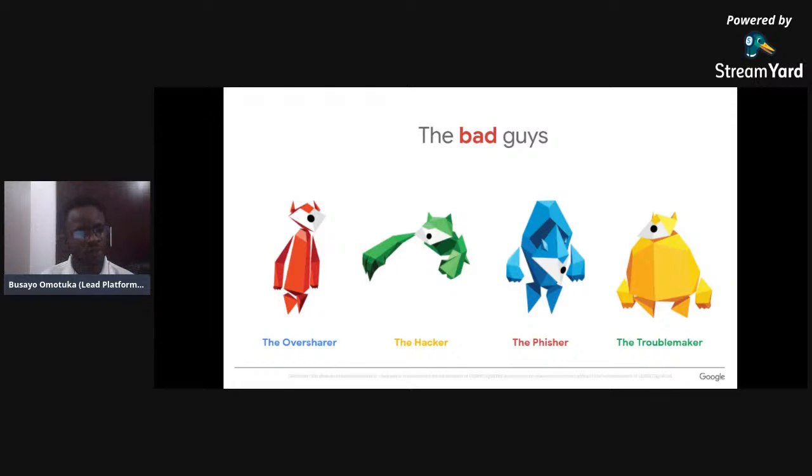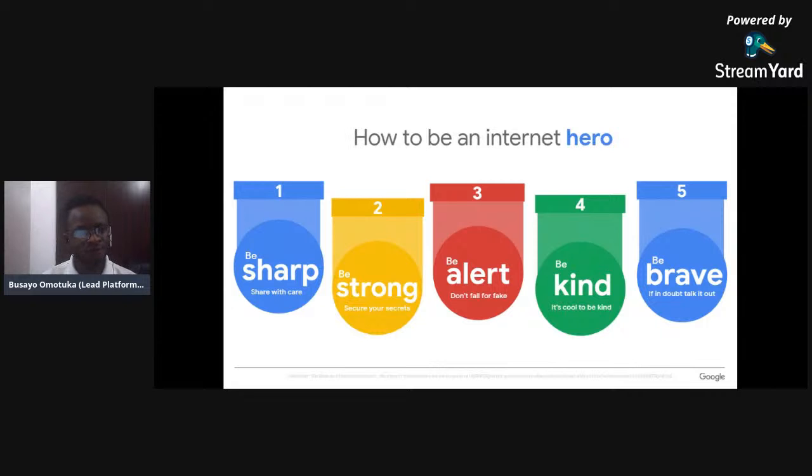The first bad guy is the oversharer. The second one is the hacker. The third bad guy is the finisher, and the last one is the troublemaker. So these are bad guys on the internet. They are there. So we're going to be treating them, and we're going to be training the students how they can spot all these bad guys on the internet. So let's go to the next slide and let's see what we have.